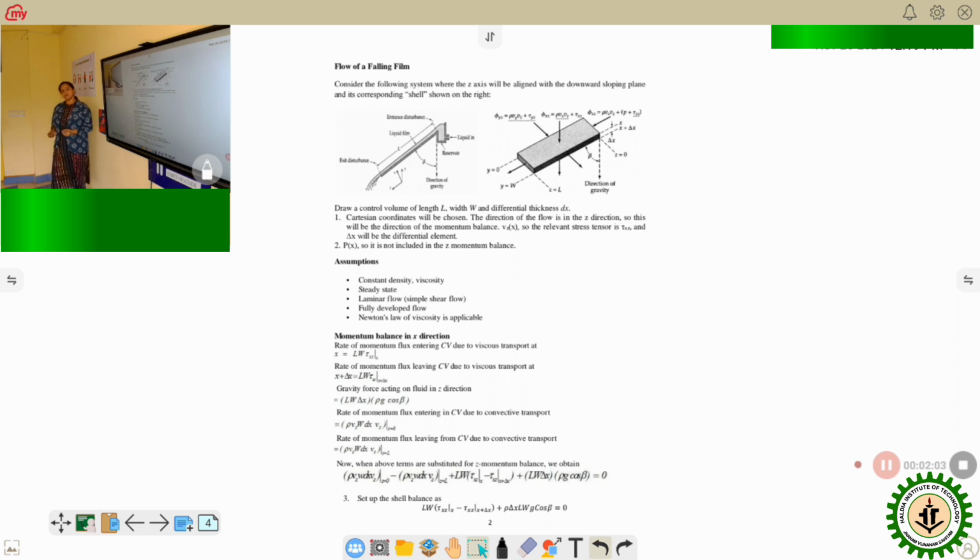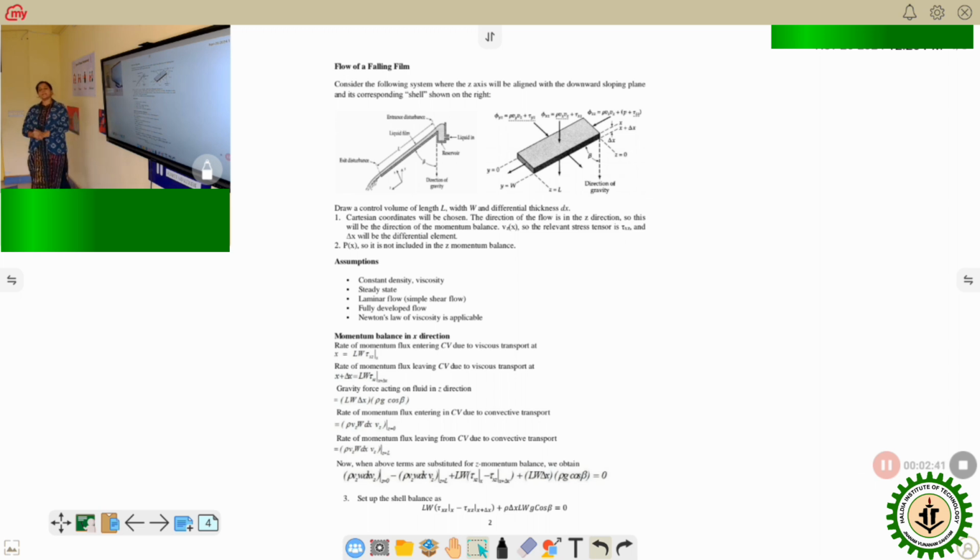When we solve the flow through a falling film, first we make some assumptions. What are the assumptions? The first assumption is the system is in steady state, with constant density and constant viscosity. The flow is laminar and fully developed, and Newton's law of viscosity is applicable to solve this problem. After that, we solve the problem.